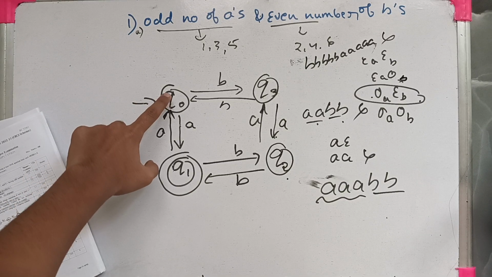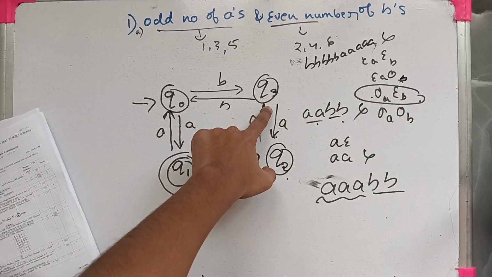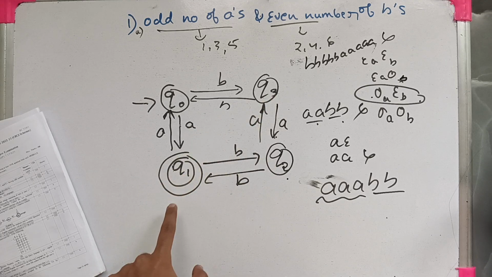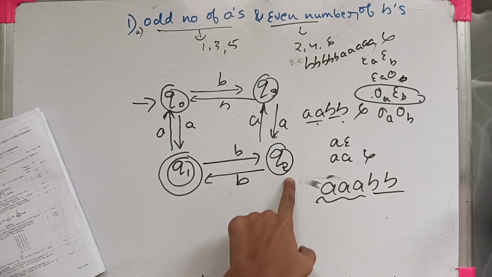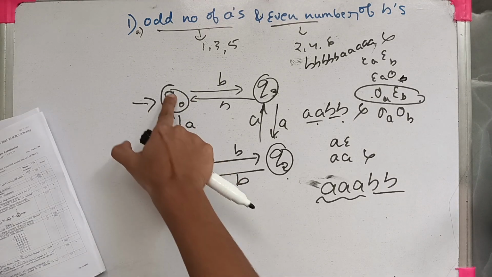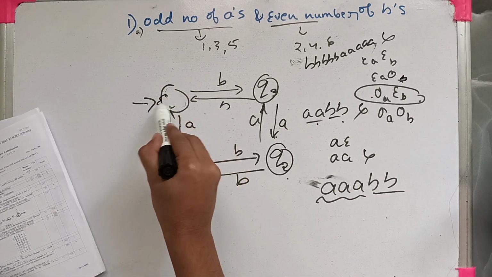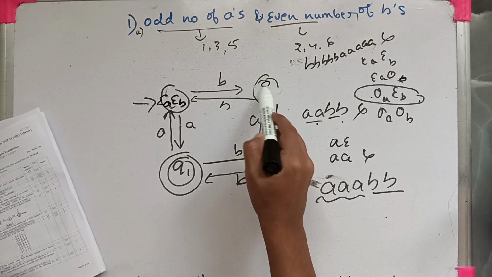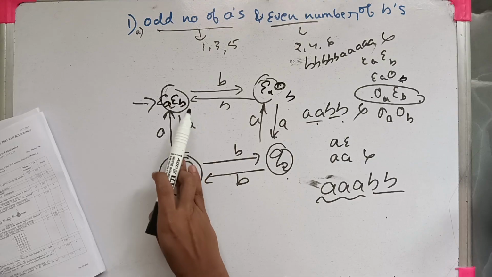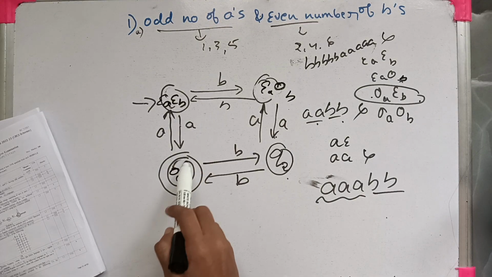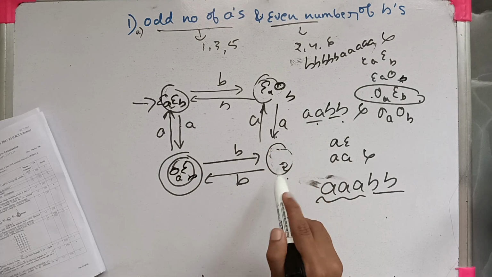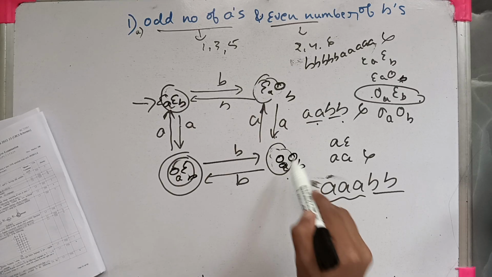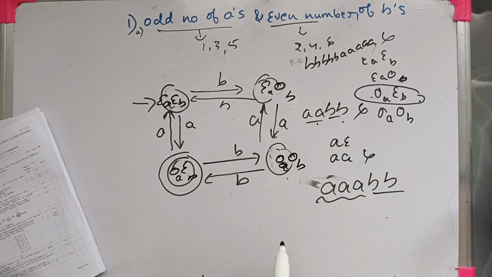This is the final state for even A, even B, and this is the final state for even A, odd B, and this is the final state for odd A, even B, and this is the final state for odd A, odd B. So better to write like this. This is even A, even B. Next this state is even A, odd B. Next this is the state for odd A, even B, and this is the state for odd A, odd B. Okay, and this is the final state in this case.